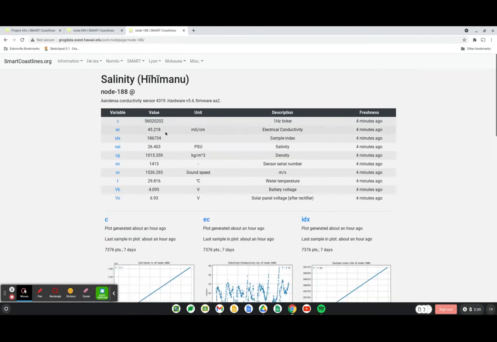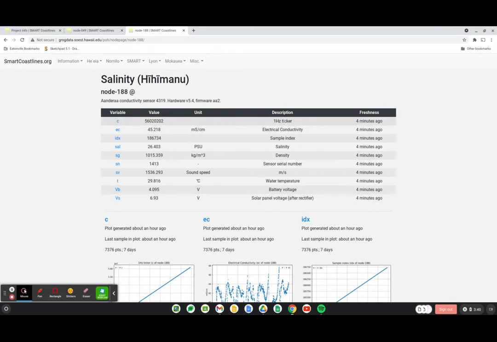And we can see here a table that describes all of the parameters that are currently being monitored by this sensor. Each parameter has its own variable name. We see the value of the current data point, or the most recent data point that was collected. The units that apply to that parameter. So for example, electrical conductivity is measured in millisiemens per centimeter.